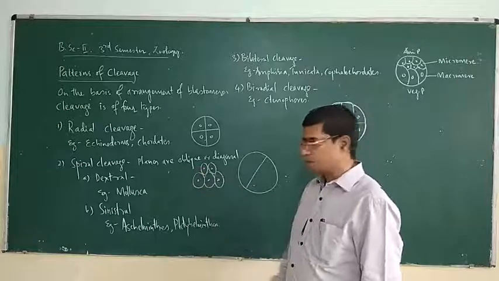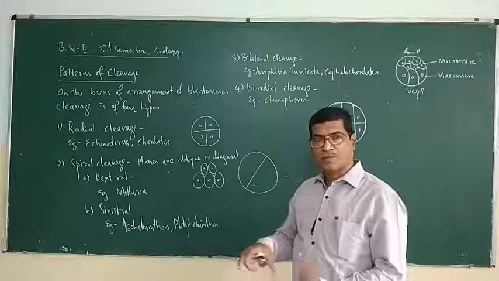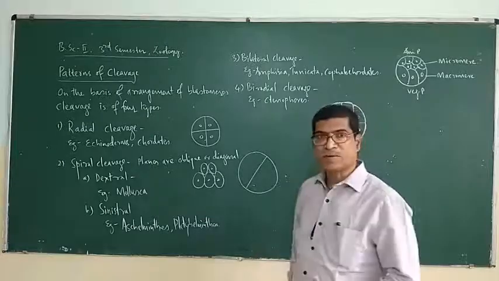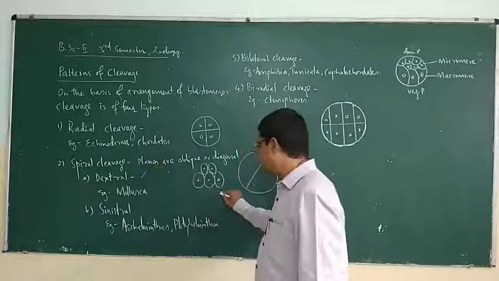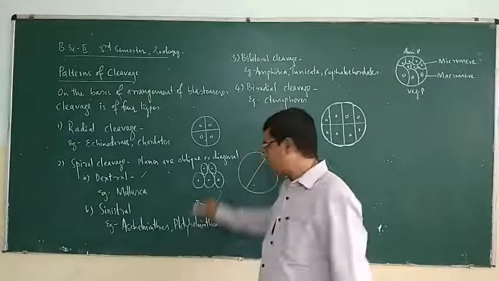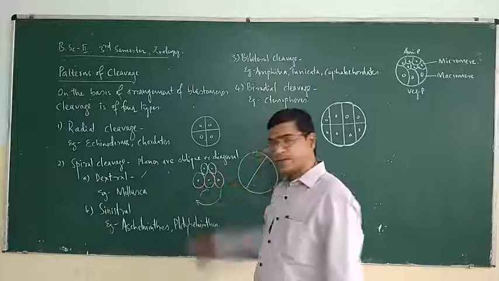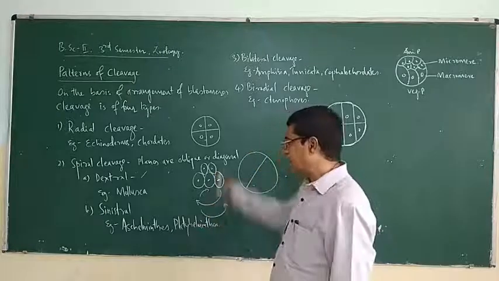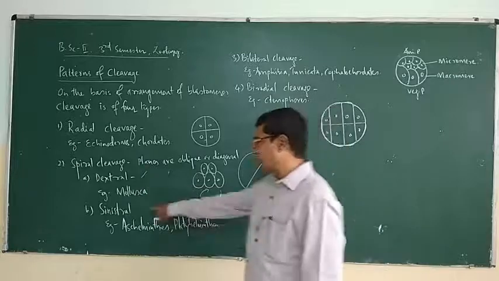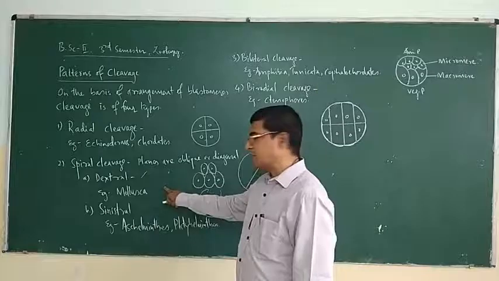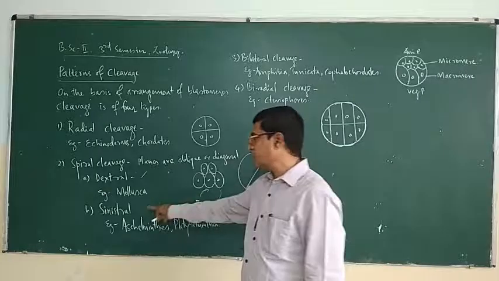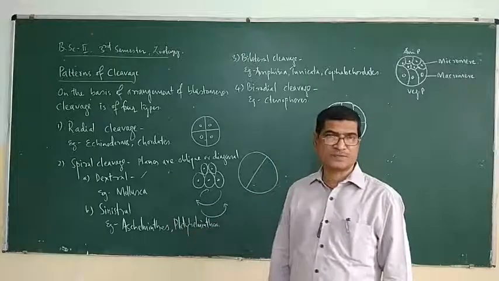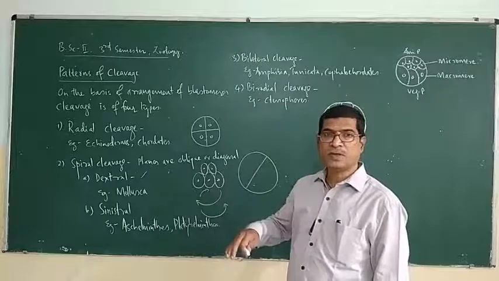So again, there are 2 types of spiral cleavages. If the lower blastomeres rotate in a clockwise direction, that type of spiral cleavage is called dextral. Clockwise direction. If they rotate in an anti-clockwise direction, like this, such type of spiral cleavage is known as sinistral. Dextral type of spiral cleavage is observed in molluscan eggs. Sinistral type of spiral cleavage can be seen in eggs of Ascaris, nemathelminthes, platyhelminthes. Okay.